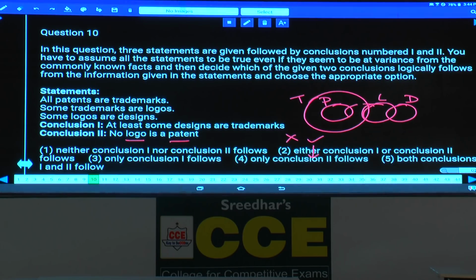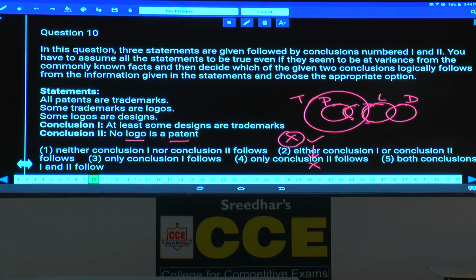Now tell me whether I can draw my logo like this or not. We can extend like this. If you draw logo like this, then no logo is a patent will be false because we have proven some logos are patents. Alternate diagram proven, previous conclusion is false. After making the previous conclusion false, check whether the affirmative conclusion which was false earlier has become true or not. If it is true, then it is either or. If it is not, then it is neither nor.